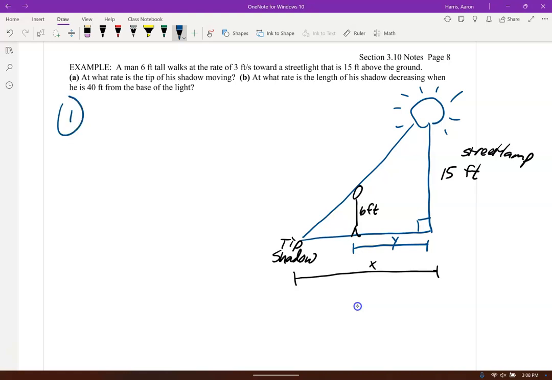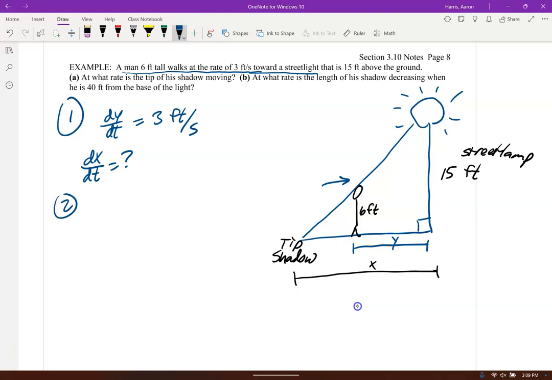And so what are we given? The man, who's 6 feet tall, is walking at a rate of 3 feet per second towards the street lamp, right? He's moving this way, so that dy/dt is changing at 3 feet per second, okay? At what rate is the tip of the shadow moving? So in other words, what's dx/dt?